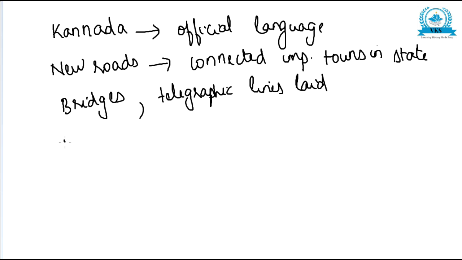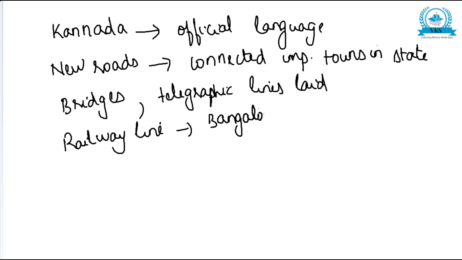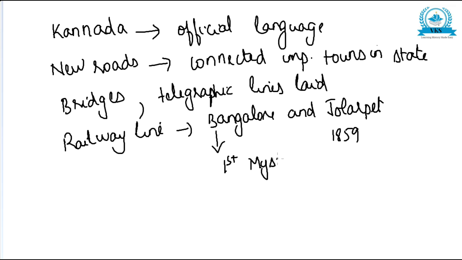The most important thing was that a railway line was laid during this time between Bangalore and Jolarpet. This railway line was laid in 1859, and it was the first railway line in Mysore state. From Bangalore to Jolarpet in 1859. And during his time, tax collection was systematized.